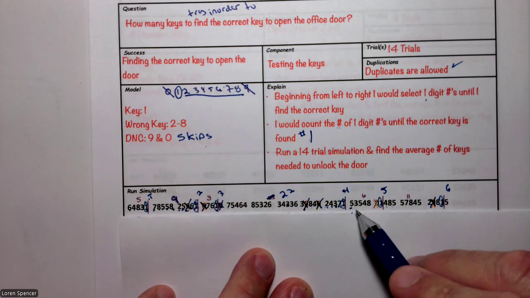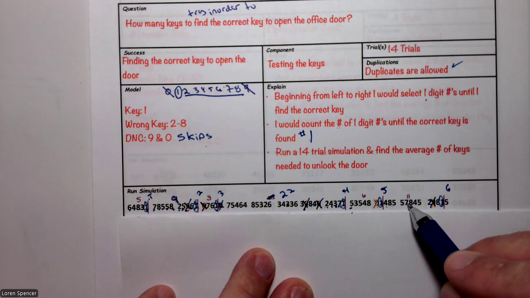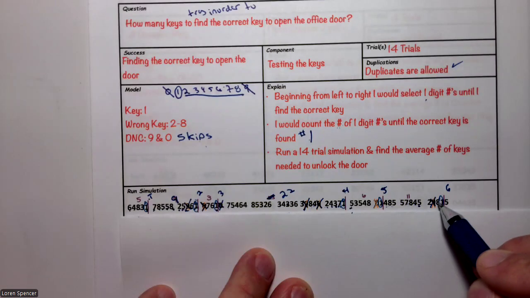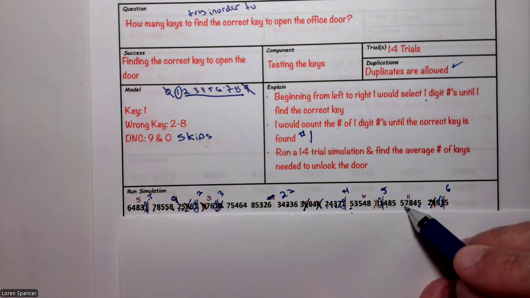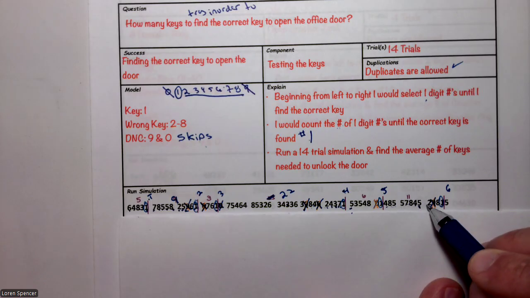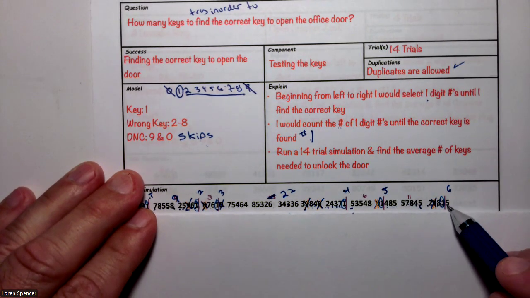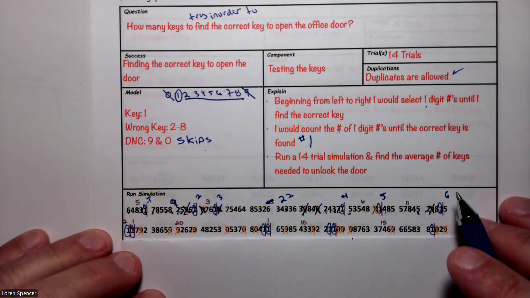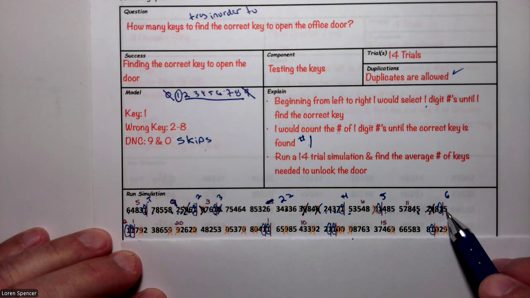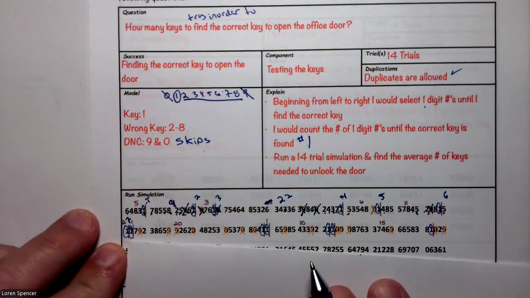And we have 5, 6, 7, 1, 2, 3, 4, 5, 6, 7, 8. Did I miscount? 1, 2, 3, 4, 5, 6, 7, 8, 9, 10, 11. 11 keys. Now this is where it gets weird. We're going to actually start this next trial right here. Okay? So trial number 7, there's a 5 and there's a 1. So that's trial 7. It took us 2 keys.